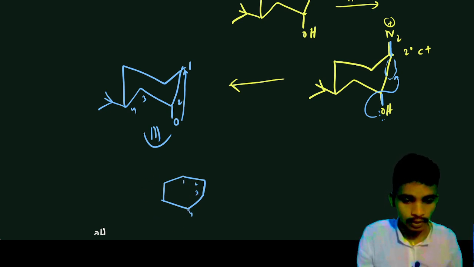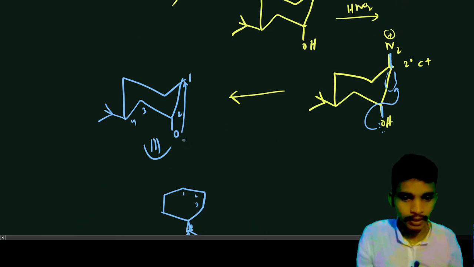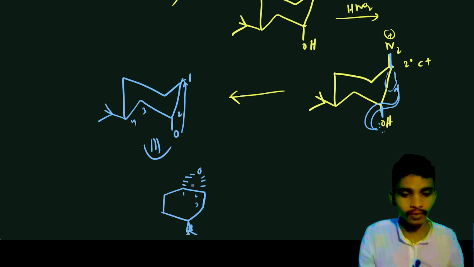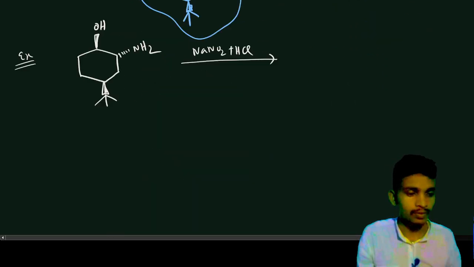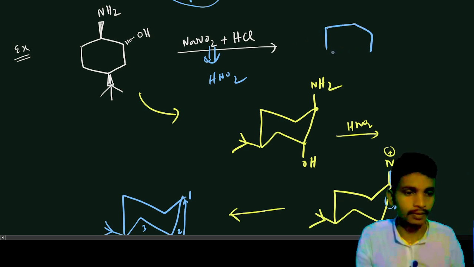At position 4 we have these groups, and at 1 and 2 the attack is from the downside. Because the lone pair is attacking from here, from the downside, we can show that by this down. So this is the answer for this question.